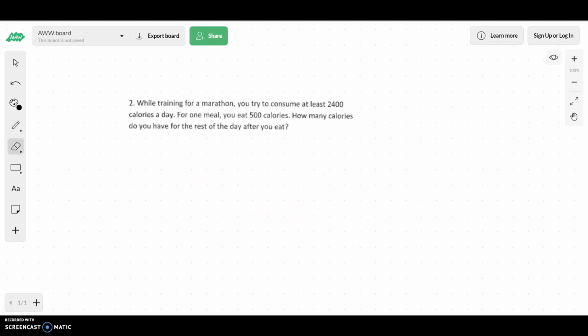This one is really in two parts. The first part is write an equation. So they say, while training for a marathon, you try to consume at least 2,400 calories. So I would already write that down and say, we want to consume at least that, or this side is more than 2,400. They say for one meal. And they say you get to eat 500 calories.